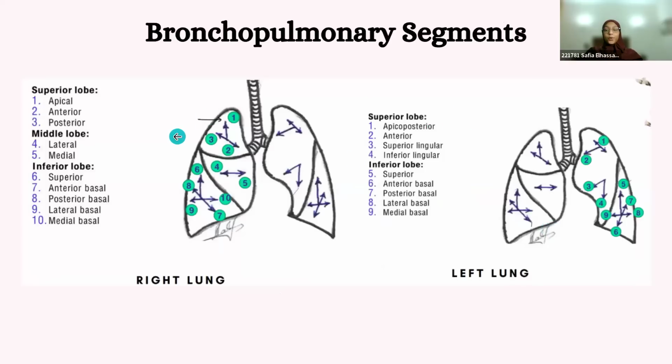Okay, so for the bronchopulmonary segments, I don't think you have to know all of them in detail, but what you should know is that within each lobe you have different segments, and each bronchopulmonary segment has its own bronchus and its own blood supply. Therefore, if you resect one, the others would still be able to function and you could survive without the complete lung.